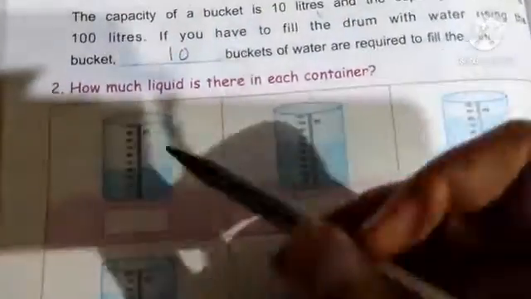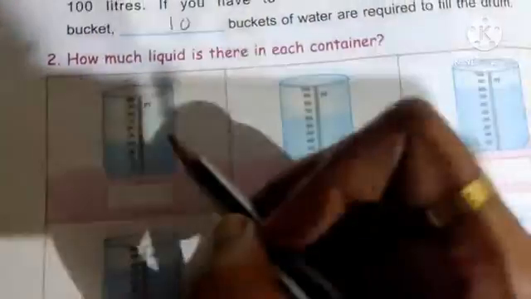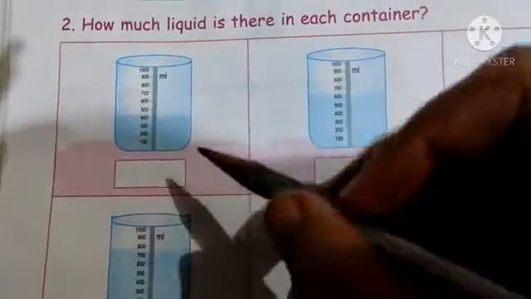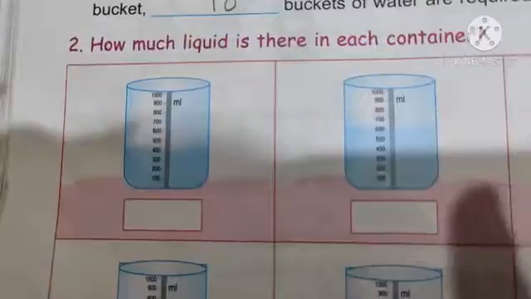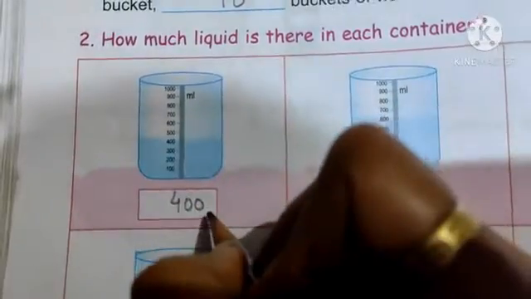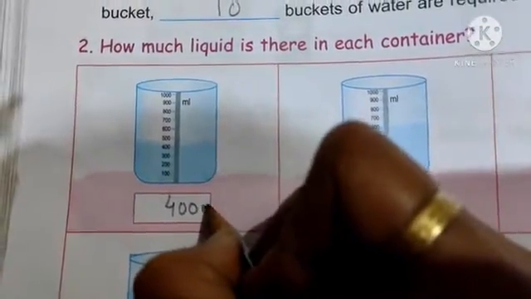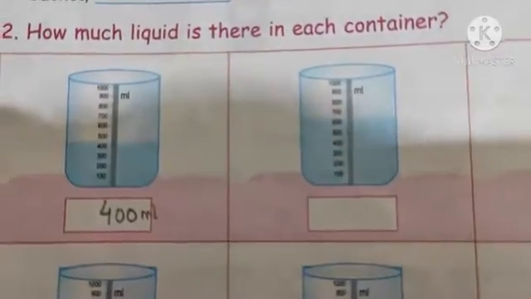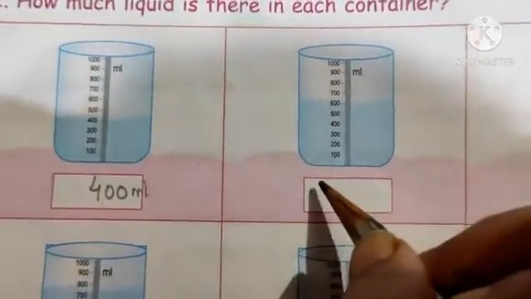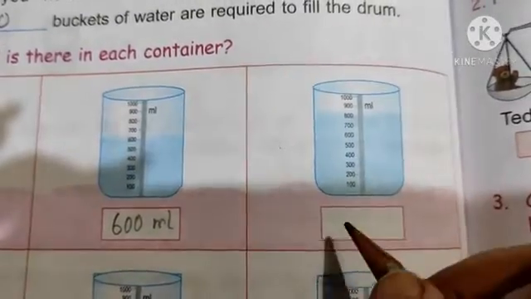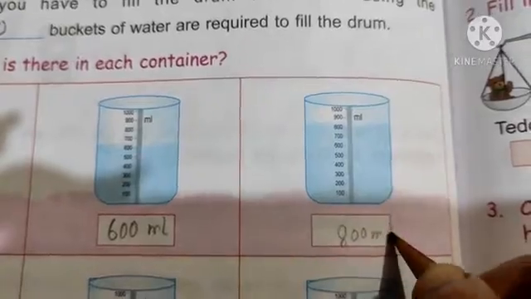Now number 2: how much liquid is there in each container? Here we have to measure the total liquid in each container. Here 400 ml. Here 600 ml. Here 800 ml.